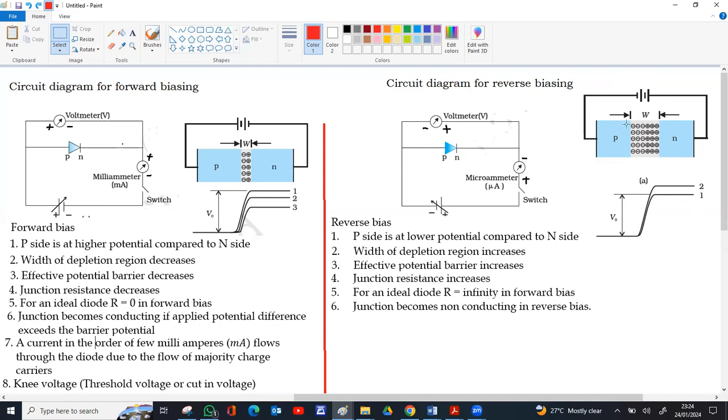But the majority charge carriers don't conduct. There are minority charge carriers on the p side and n side. Here there are a few free electrons which are repelled by the negative terminal. Here there will be a few holes, which are minority carriers, repelled by the positive terminal. They can move across the junction, creating a very small current. The current is very small and it becomes constant even for a small potential difference, because the minority charge carriers are very few in number, not like the majority.